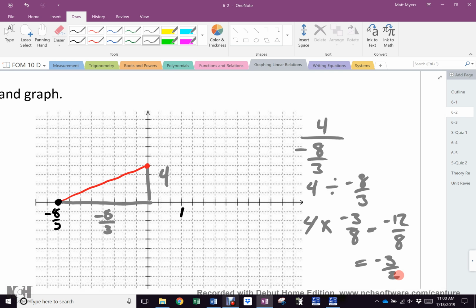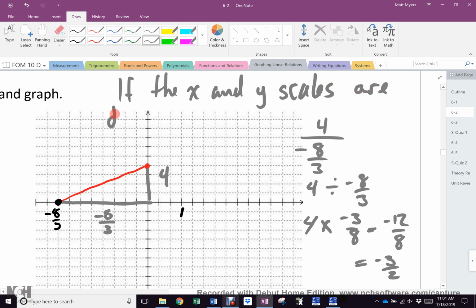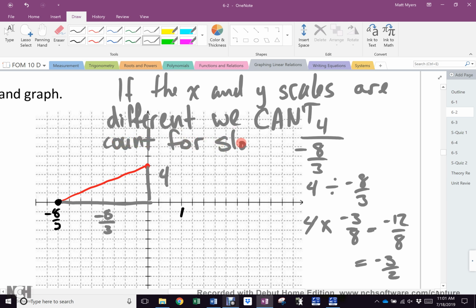Sometimes when you graph, you can't count. When are those times? If the x and y scales are different, we can't count for slope. Does everybody understand that? You have to use the actual values. Everybody cool? Okay.